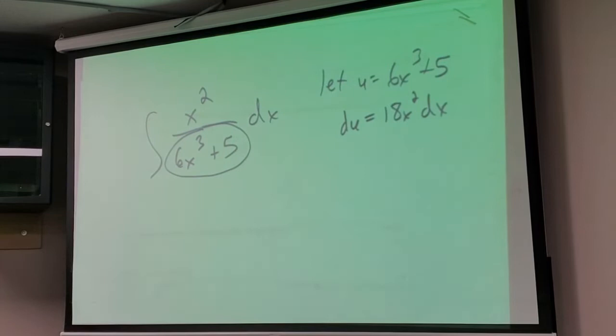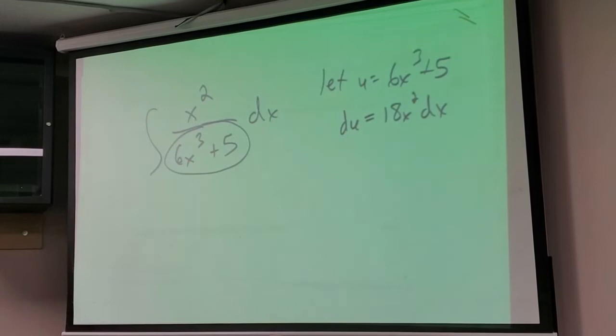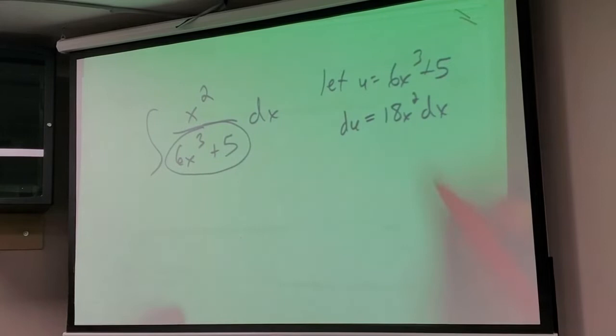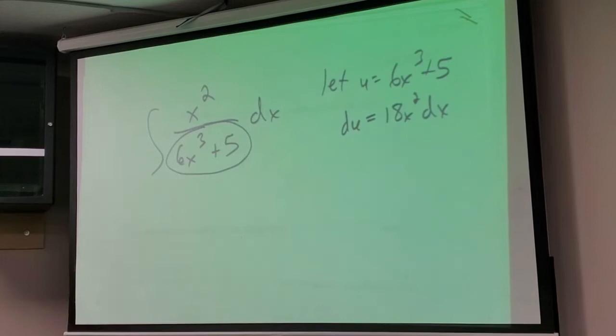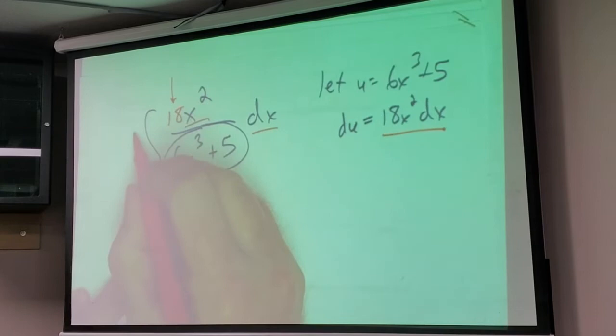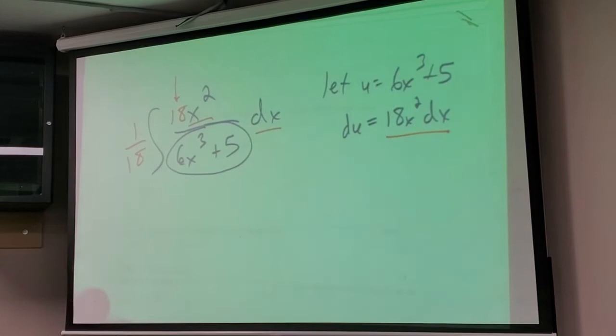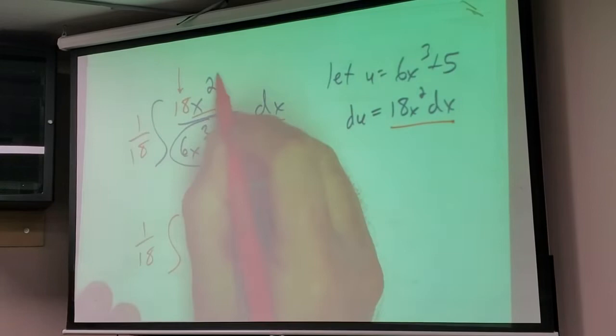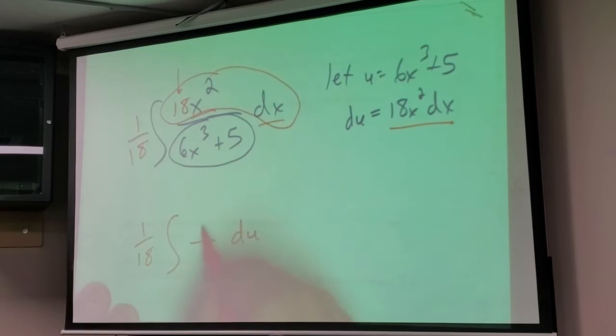So look at this. Some of my colleagues try to solve for dx, but no, stop that. Do I have this in here? No, I have x squared dx, don't I? So what do I need here? 18. And if I do this, what do I have to put outside? 1 over 18. Now let's rewrite this integral. 1/18th integral. What is 18x squared dx? du. And what is this? du.